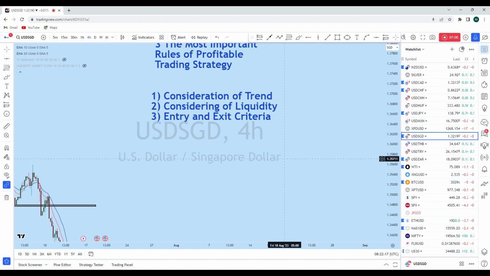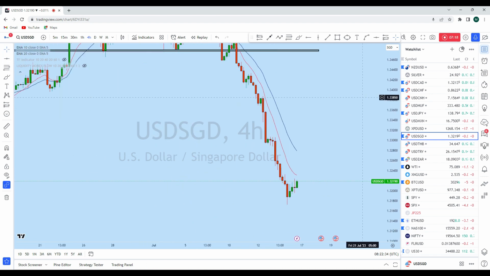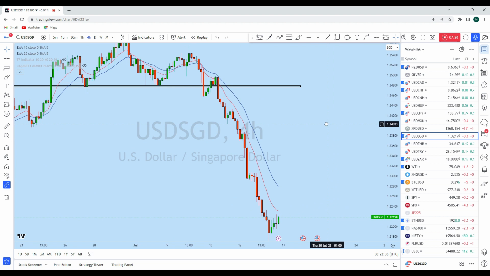Big boys means the hedge funds, the institutional traders, banks. When we know their zone where they are buying or selling, as a retail trader we can follow their footsteps to take the bigger move in the market. Now, if you look at the same chart, where is the liquidity?